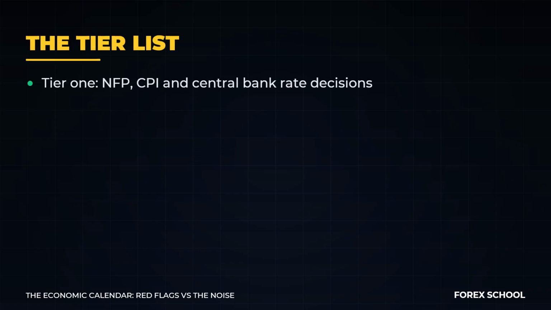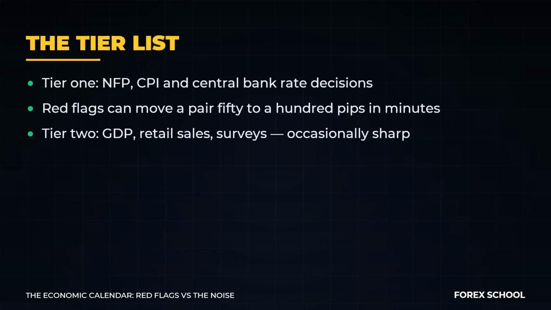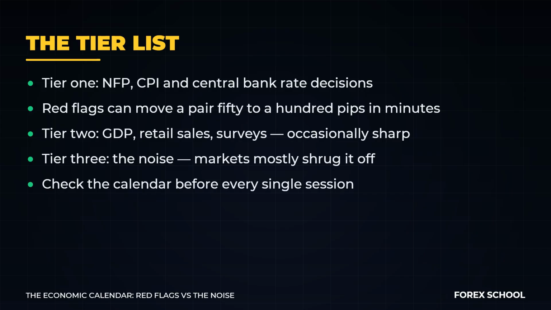Tier 1, the red flags. Non-farm payrolls, the U.S. jobs report traders call NFP, released the first Friday of each month. CPI, the inflation report, because inflation is what central banks answer for. And the central bank decisions themselves, FOMC in America, the ECB, the BOE. These routinely move a pair 50 to 100 pips in minutes.